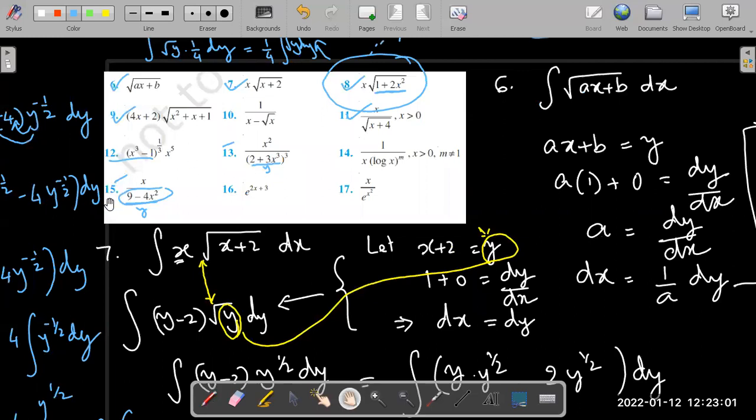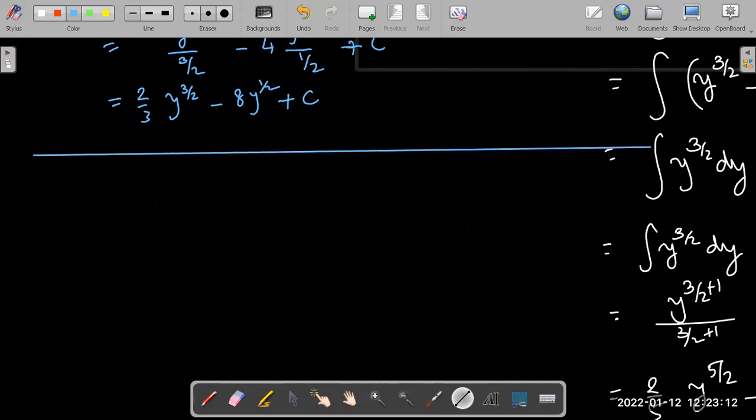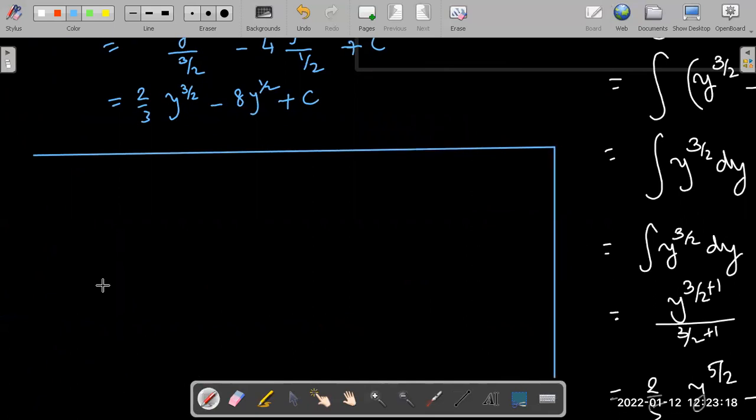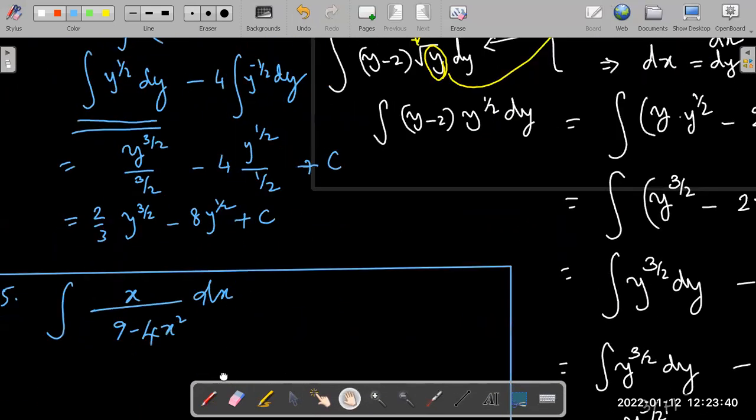So 15 is x divided by 9 minus x squared. The integral of x divided by 9 minus 4x square, right? I think it's 4x square dx. Let me check that one more time. Yeah, 9 minus 4x square.